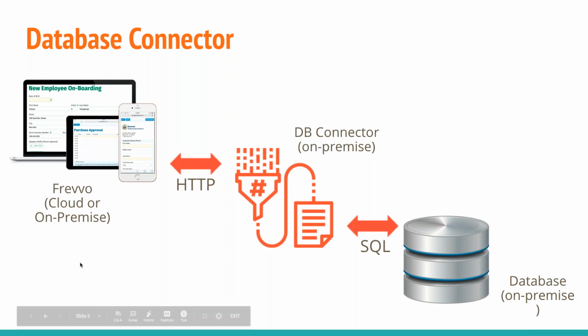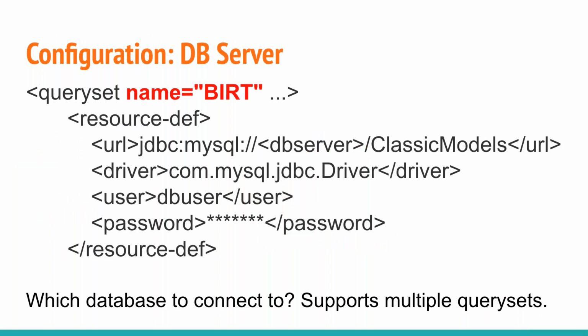And then frevvo itself can be running either in the cloud or on-premise, and it communicates with the database connector over HTTP. So frevvo talks HTTP to the DB connector, which talks SQL to the database, and all of this communication obviously is bidirectional. Now, let's take a look at some configuration stuff.